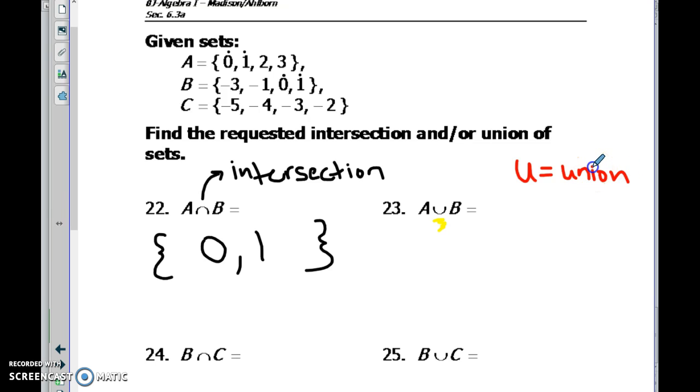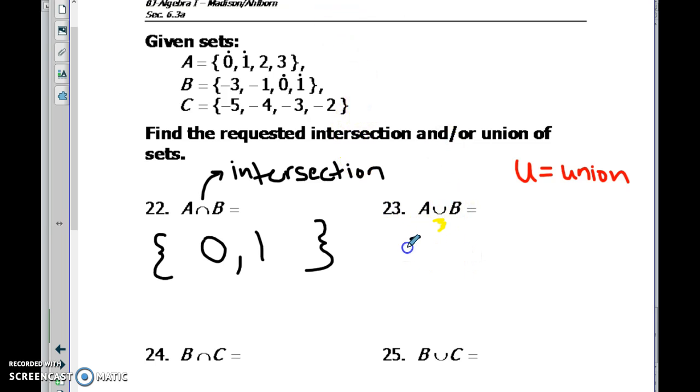And the union of two sets, if you look back at your definition, means elements in both. So if I had students in band and in choir was our intersection, well, for union, I want all students. I want students that are just in band, as well as students that are just in choir, as well as students that are in both.